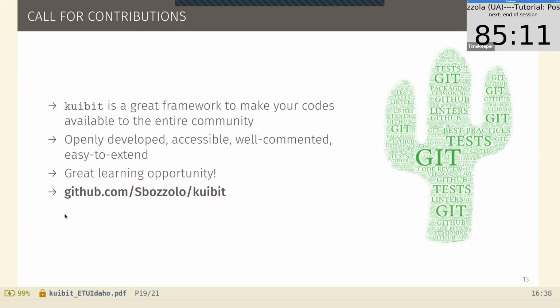So in the same spirit, the Einstein Toolkit has all the thorns and we can achieve more by sharing. I think kuibit can be the same, but for post-processing. And it's completely open. It's GPL 3 or later. I hope it's well commented, well developed. I hope it's easy to extend. And there's a lot of software engineering that goes into kuibit.